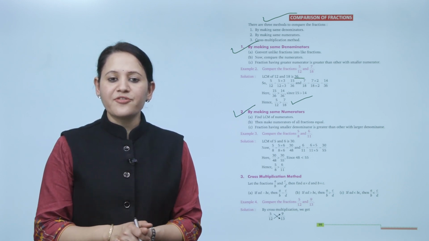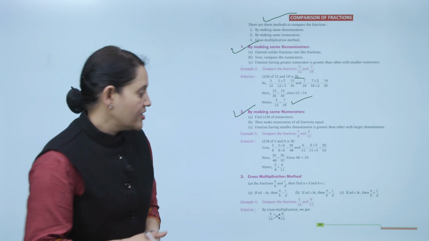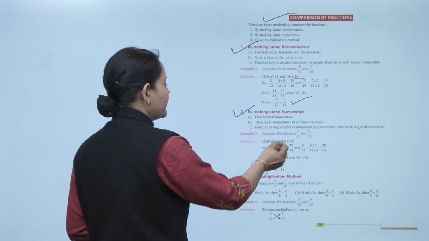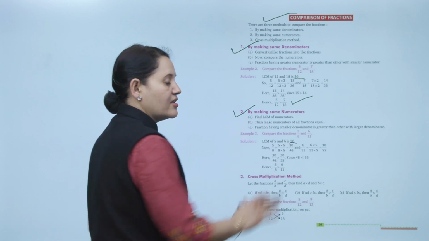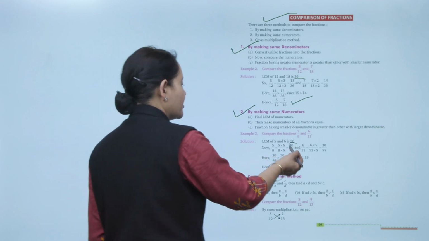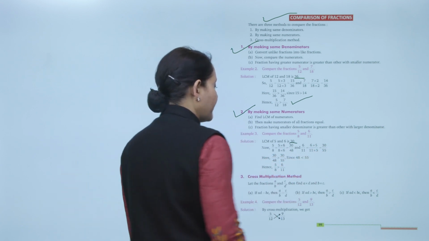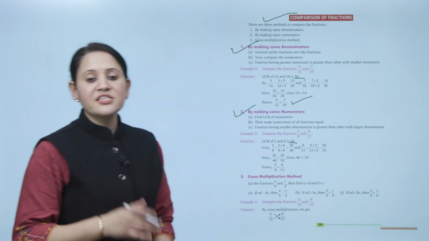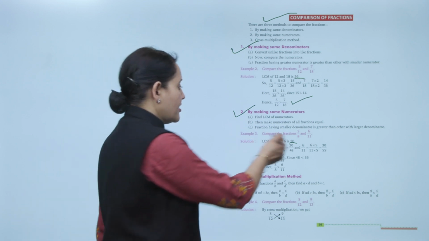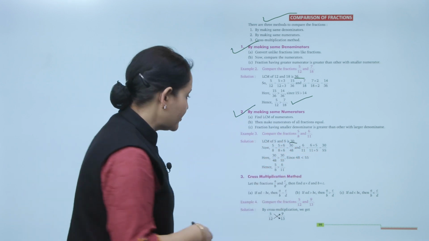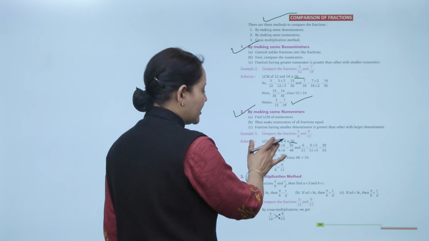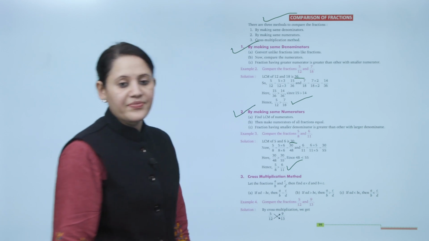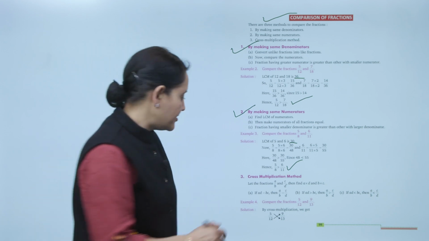Example लेते हैं. Compare the fraction 5/8 and 6/11. So what we'll do? First we'll take the LCM of numerator. 5 and 6 का LCM आ जाएगा 30. So first we'll make the numerator same. So first fraction हो जाएगा 30/48 and second is 30/55. So in both the fraction numerator are same. So we'll compare the denominator. The fraction with greater denominator will be small. So here 30 upon 48 is greater than 30 upon 55, or we can say 5 by 8 is greater than 6 upon 11.